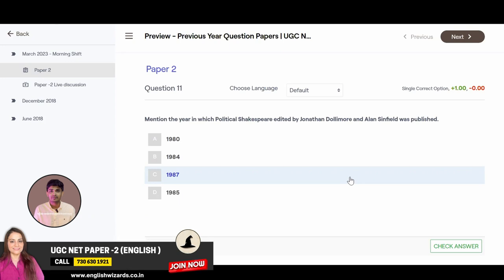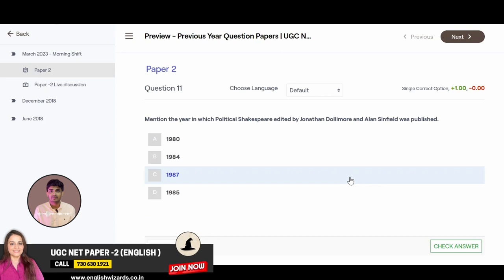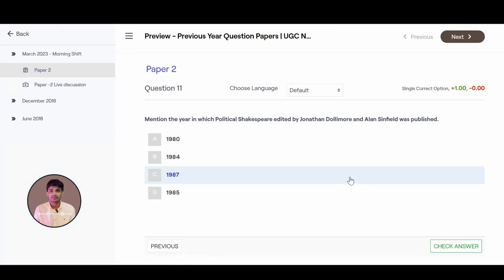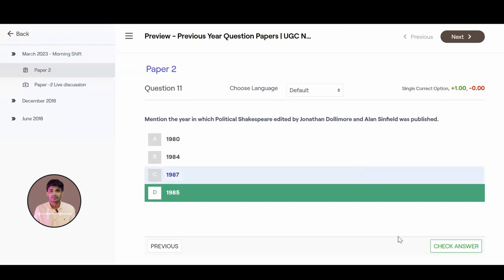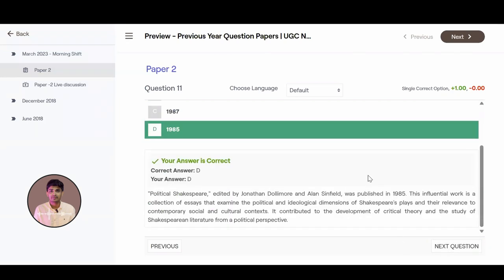Now, you have to tell me in which year this particular work, Political Shakespeare, which is again extremely significant as far as Shakespearean studies is concerned, was published. Anybody? Can you take a guess? Let's see if this is the answer. It was published in 1985. This work is a collection of essays that examine the political and ideological dimensions of Shakespeare's plays. I wish I could talk more, but I don't think time will permit. All right.